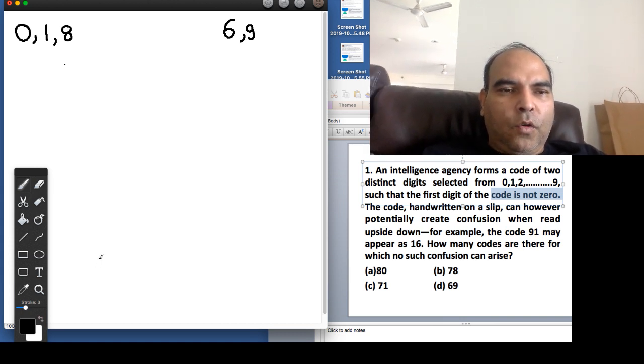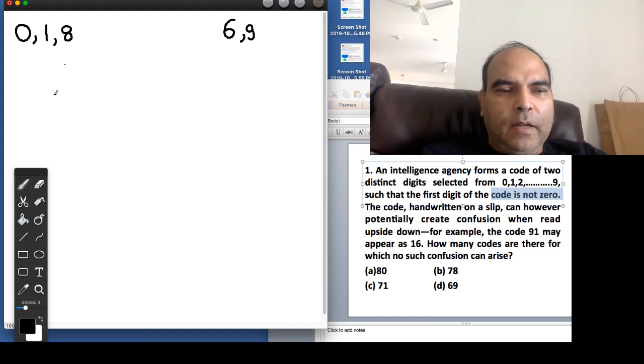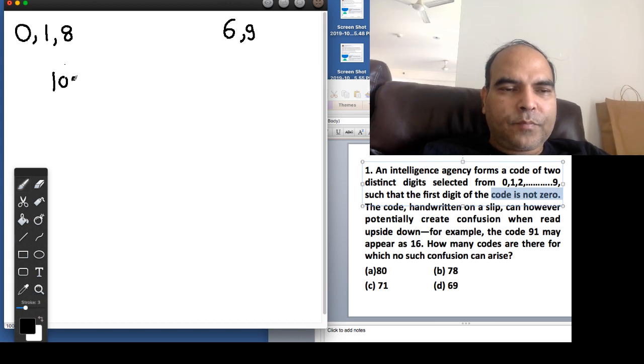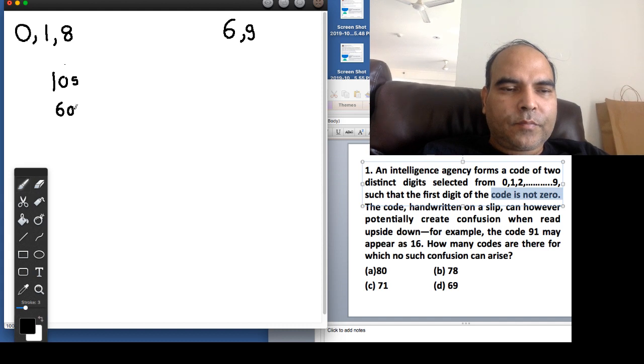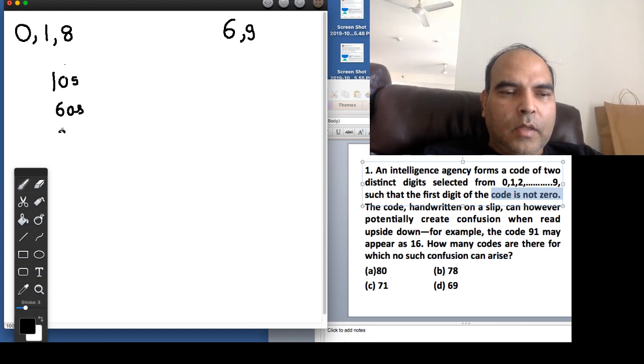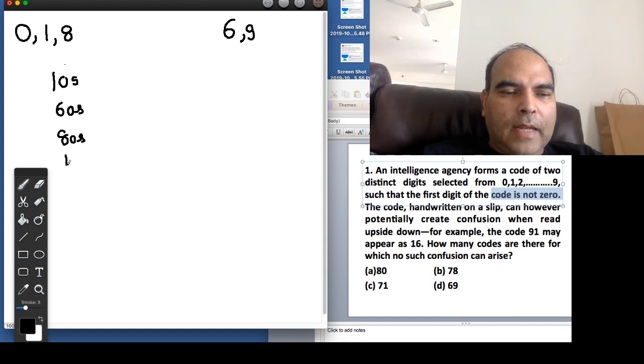So if you go ahead and think now from this point, what comes to mind is that we'll get numbers in the tens, the 60s, the 80s, and the 90s, and there will be confusion only when there is a combination of 2 of these 5 digits created.